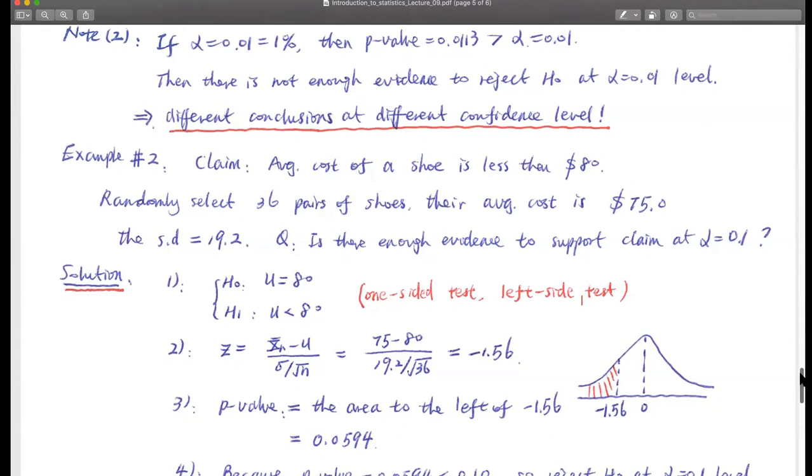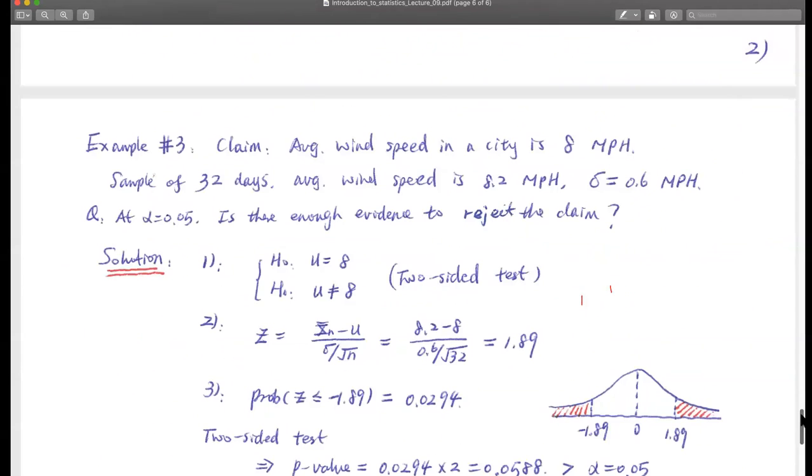So remember we mentioned that we are going to cover each case. The third case will be two sides, not equal to. The claim is that the average wind speed in the city is about 8 miles per hour. We are trying to show whether that statement is true or false. So we get a sample of 32 days. We find that the average wind speed is about 8.2 miles per hour, standard deviation sigma 0.6 miles per hour.